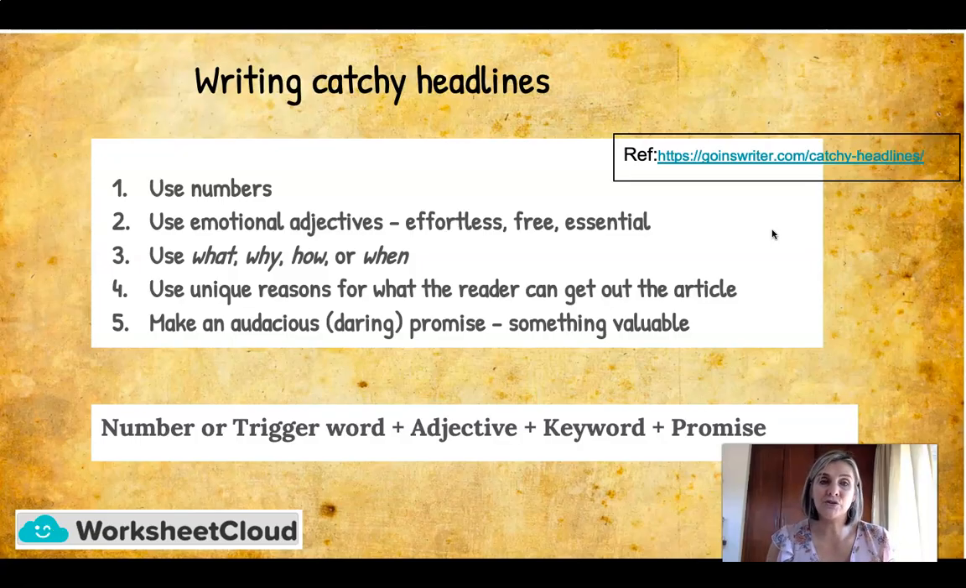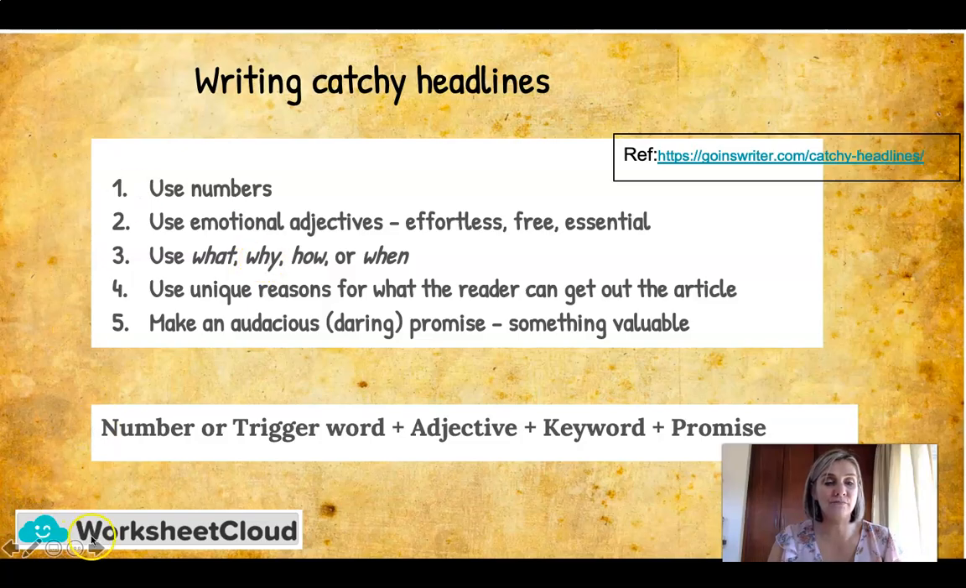Number 3, it can use the what, why, how, or when. Number 4, it must use unique reasons for what the reader can get out of the article. Because a lot of the times we want to read something that relates to us. And number 5, often headlines, whether we're talking about magazines or newspaper articles or even billboards, make an audacious or daring promise. So something valuable that we're going to get out. And so there's the formula at the bottom. Number or trigger word plus an adjective plus a keyword plus a promise is a great formula for writing great headlines.